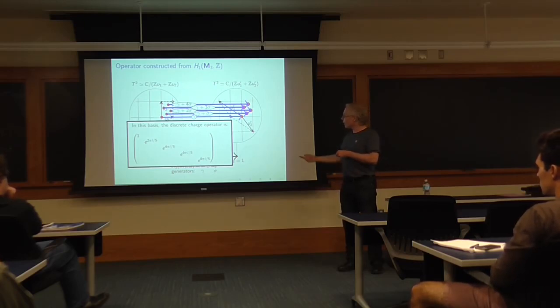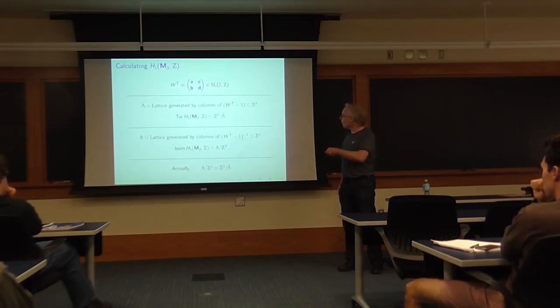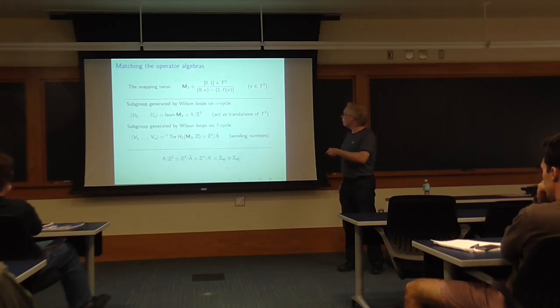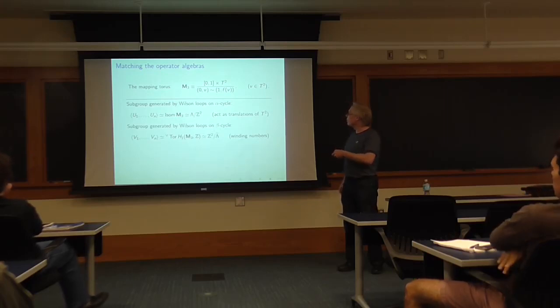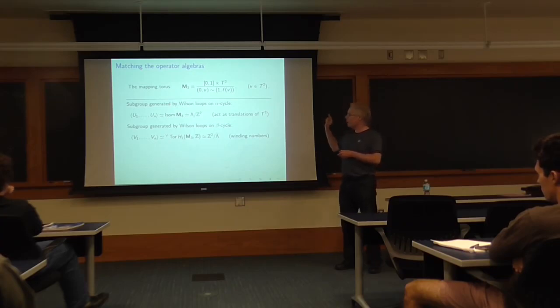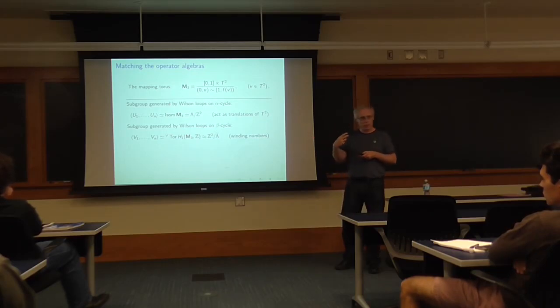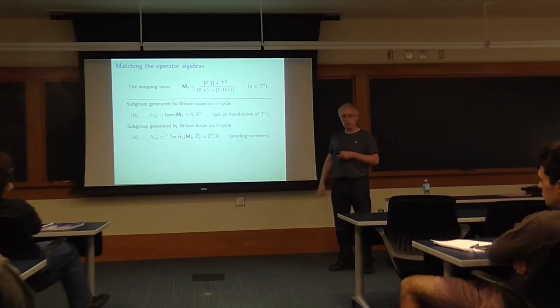I'm going to skip the calculation, since I'm running out of time. I'll just conclude by saying that thinking about it a little bit brings us to the conclusion that the subgroup generated by the Wilson loops on alpha cycles matches the isometry group in the string setting. And the subgroup generated by the Wilson loops on beta cycles matches measuring the charge in homology, or technically the Pontryagin dual of the torsion part of homology.